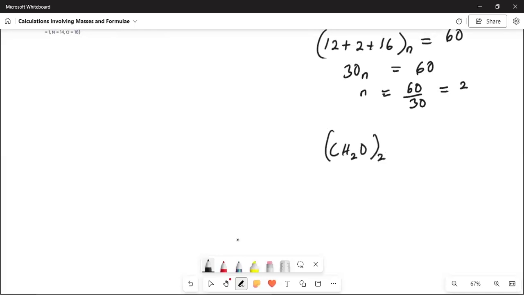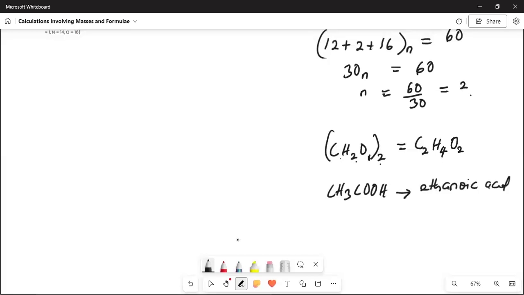We just replace this n with this 2, so that when we open up the bracket, remember there's a 1 here for carbon and there's a 1 here for oxygen, right? So 1 times 2 is 2, so that is C2. Then this 2 here multiplied by this 2 gives H4, and then 1 for oxygen, 1 times 2 is 2. So the molecular formula is C2H4O2, which you can rewrite in terms of a structural formula as CH3COOH. And CH3COOH is, of course, ethanoic acid. So the compound is ethanoic acid.